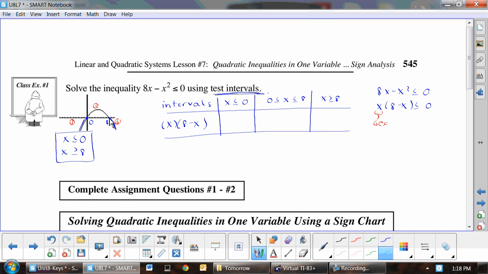And so we need to find a test point for each of these intervals. So in this one, I would test -1. In the middle one, I would test maybe +1. And then for x greater than 8, I would test 10, because 10 is really easy to work with, but you could test 9 if you want. You could?